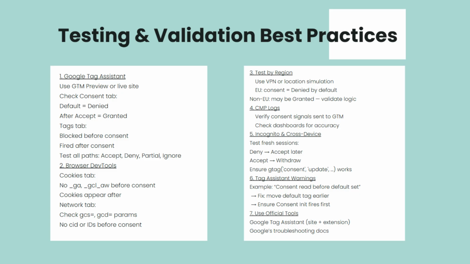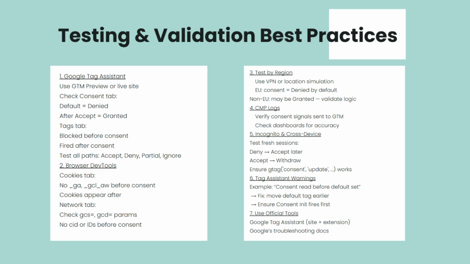Use Google Tag Assistant Debug Mode. Google provides a Tag Assistant debug tool, accessible at tagassistant.google.com, that is extremely useful for consent mode. When you run Tag Assistant on your site, it will show a timeline of events and a special consent tab for each event. Here's how to use it.